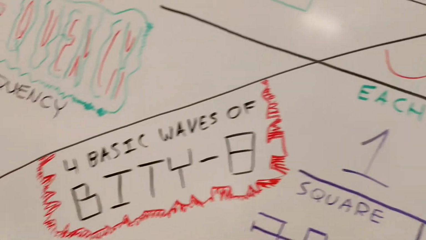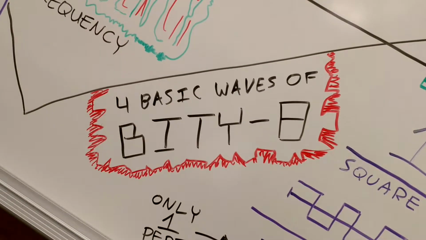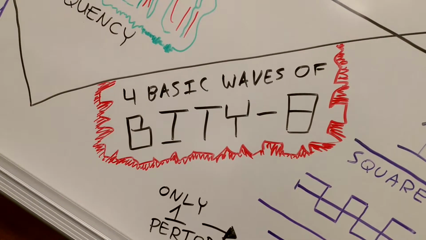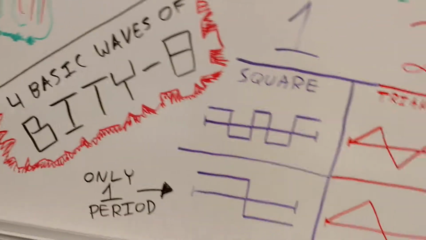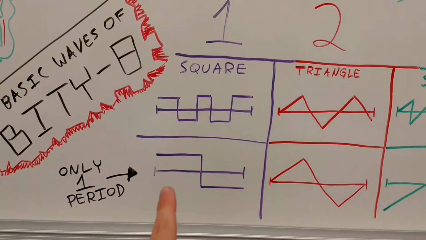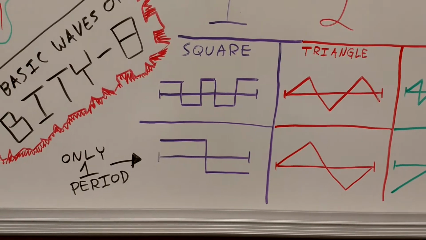There are 4 basic waves in Bity-8. And these are kind of like instruments. So each wave would be an instrument. And specifically, 1 period would be the instrument.